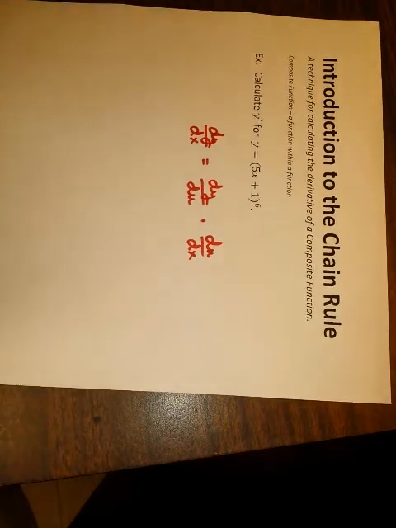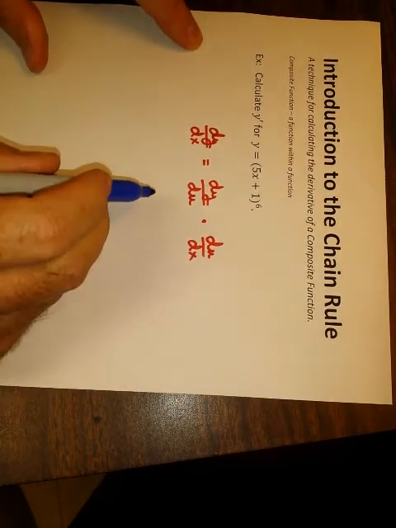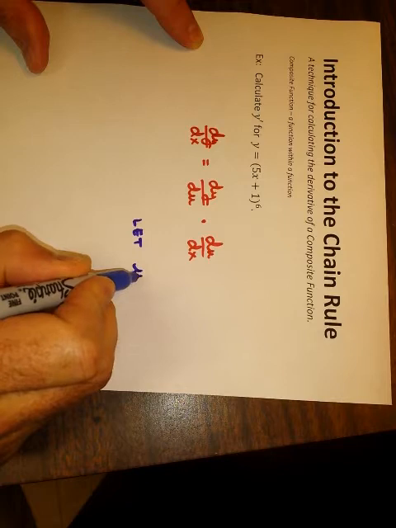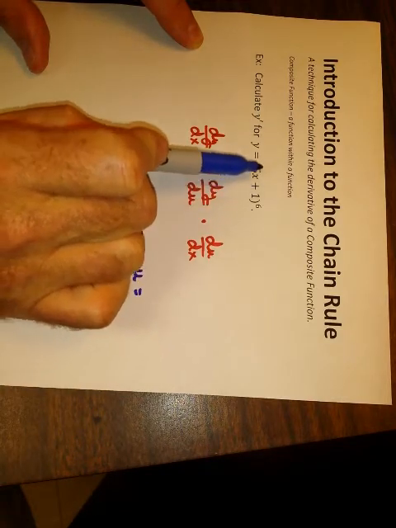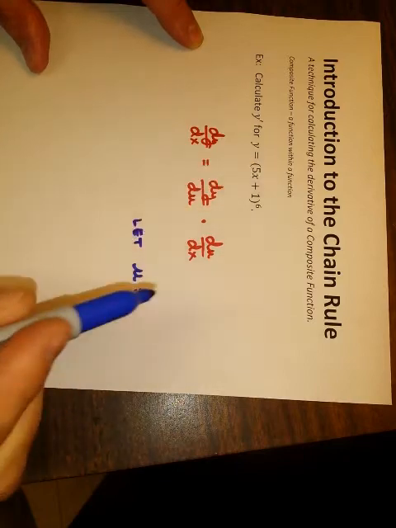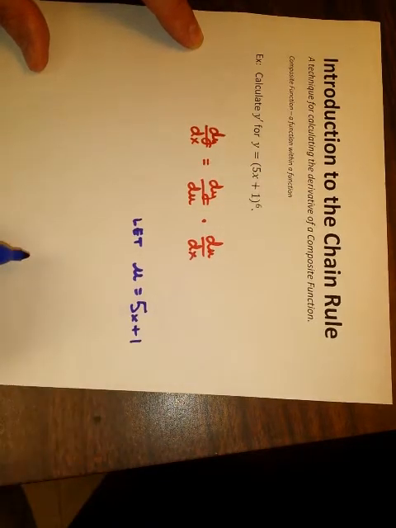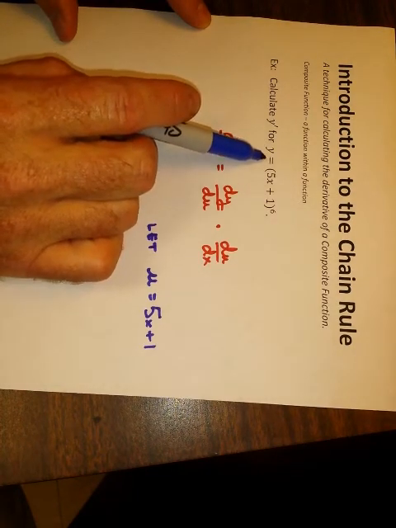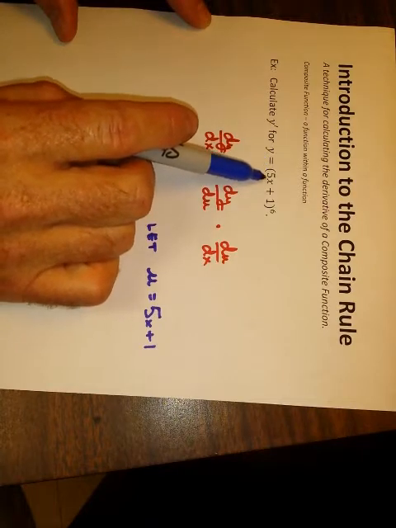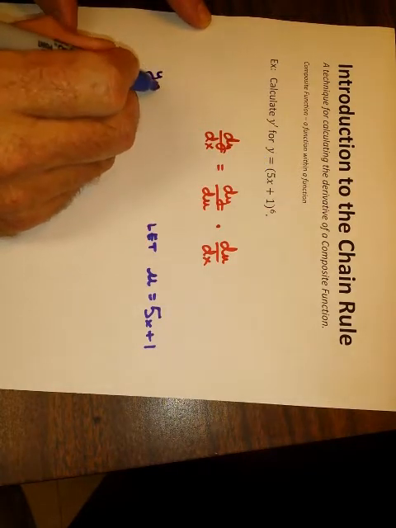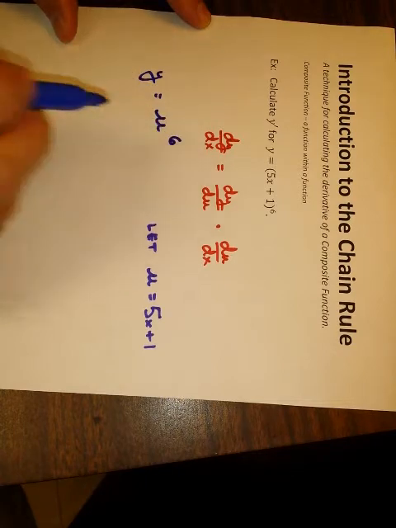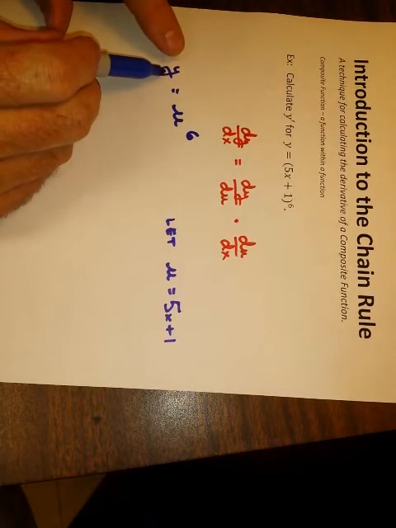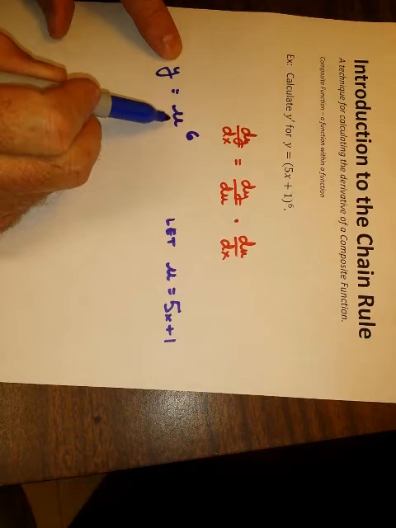Okay, so we're going to use u substitution to temporarily make this equation look easier to work with. We're going to let u equal this contained function, the function that's inside of the other function. So we're going to let u equal 5x plus 1. If we do that, we can rewrite this equation, and it's going to say y equals, think of our substitution now, u to the 6th power. So I'm going to write that out. y equals u to the 6th power. Okay, so now we're going to just differentiate this equation with respect to u.